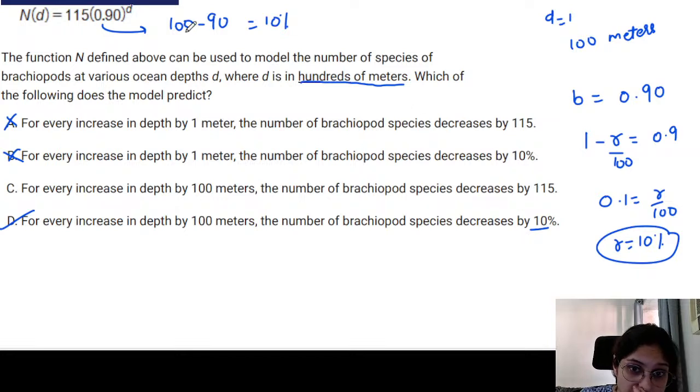Now the only thing is d is in hundreds of meters. So most of the people can choose answer A, that the depth is increasing by 1 meter. It is not increasing by 1 meter. It is increasing by 100 meters, because d equals 1 means 100 meters. So that was the trick over here. So you have to be very careful what the unit is, what each variable represents.